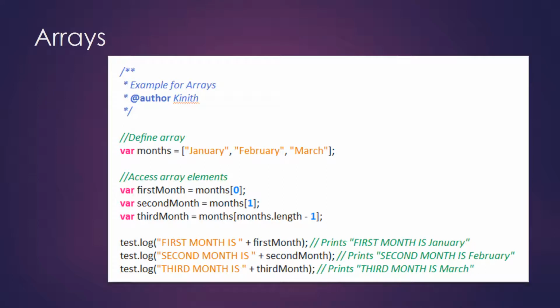In this example, I have defined an array called months that holds 3 values: January, February and March. Then, I have defined a variable called firstMonth and assigned the first value of the array to it. Note that the index of the first value is 0, the index of the second value is 1 and so on. When assigning the value to the third variable, thirdMonth, I have used the index number that is 1 less than the length of the array, which is 2. It gives me the value March. Then I have printed each of these values to the console.